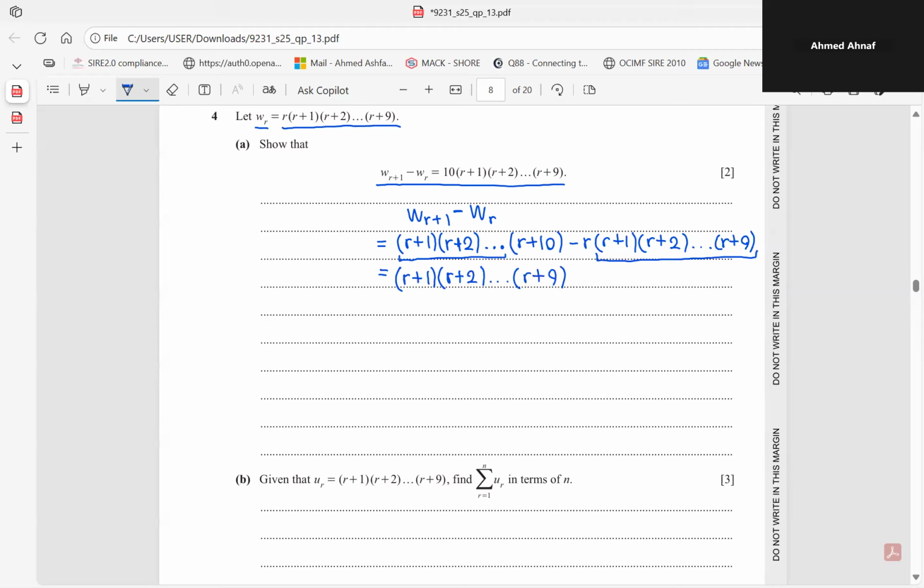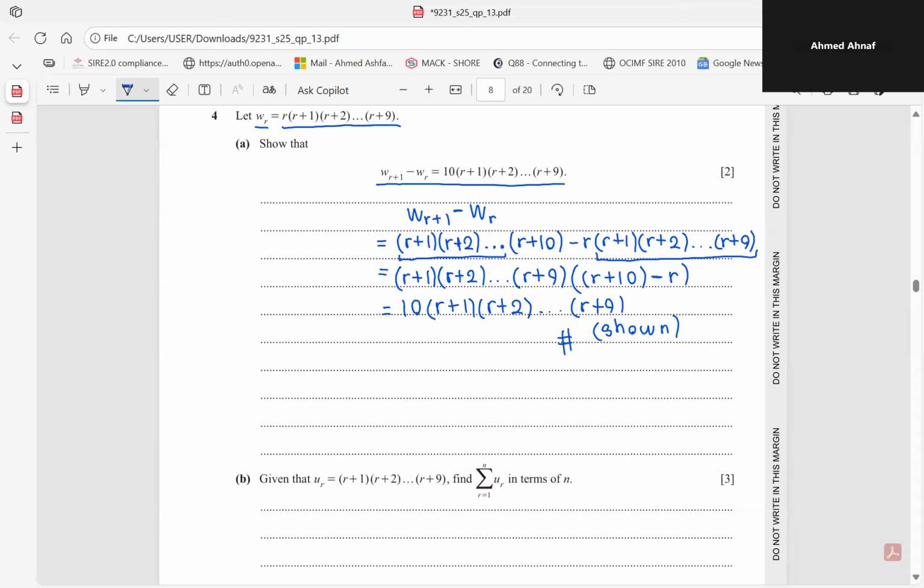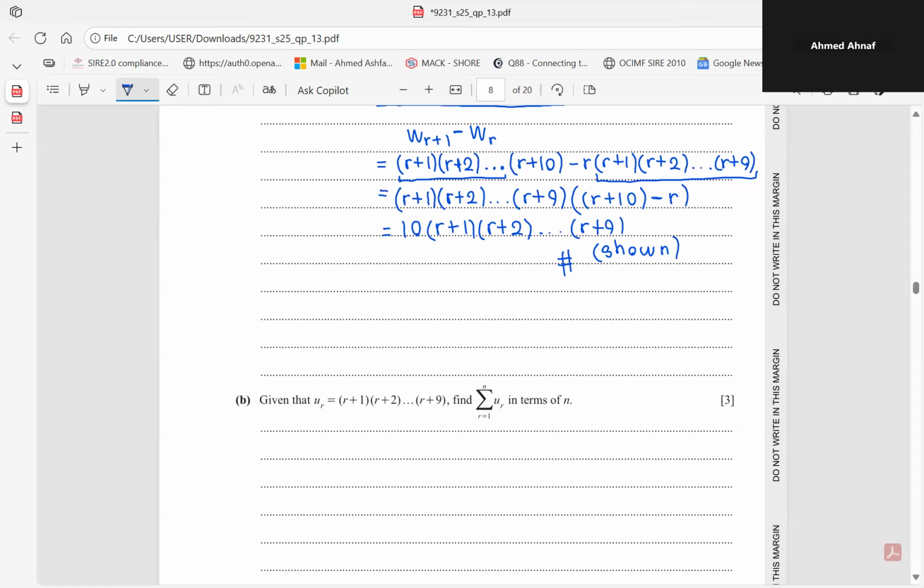So r plus 10 minus r, that is just 10. So 10 times r plus 1 times r plus 2 all the way to r plus 9, which is exactly the same as our right-hand side. So we can write shown. So this is our final answer for this part. Let's head on to the next part.